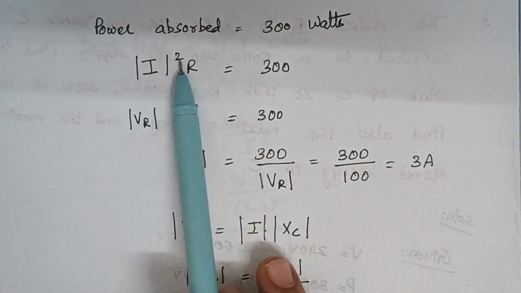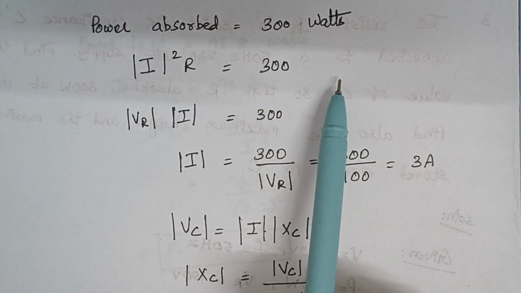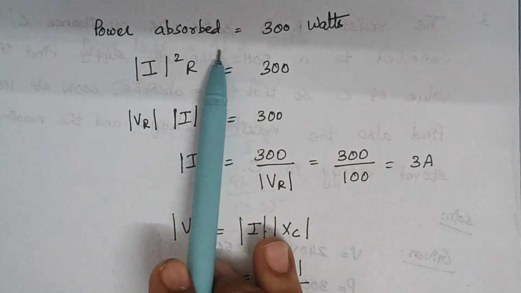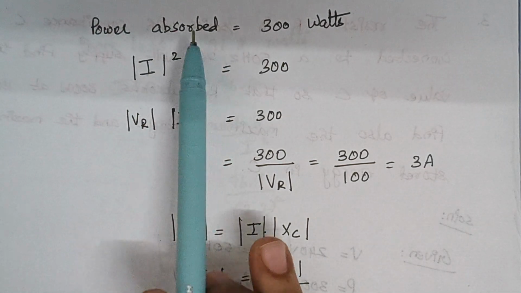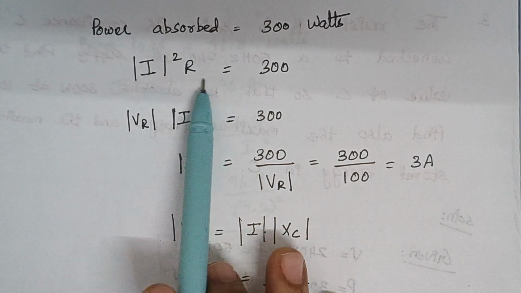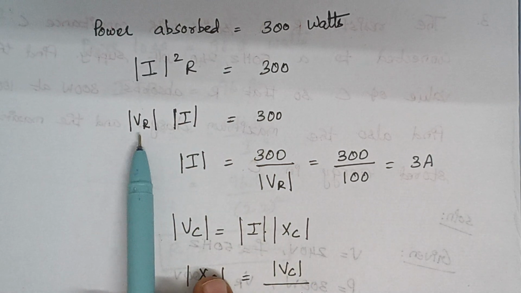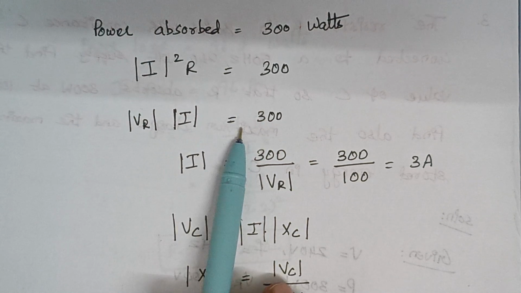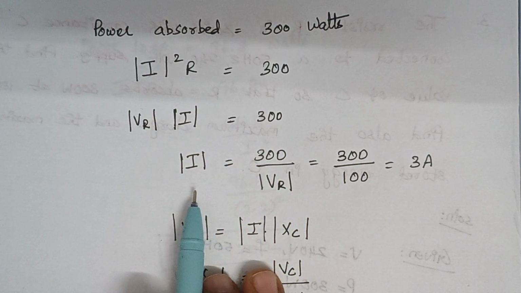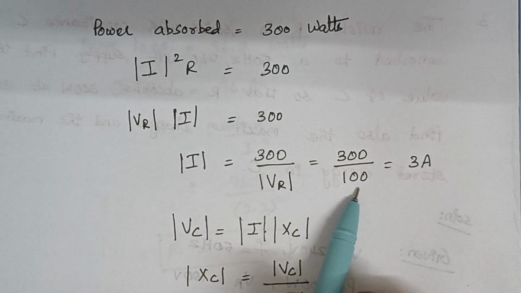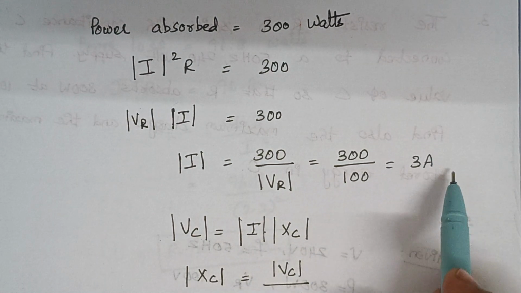So here the power absorbed is 300 watts, okay, by the resistor. So it is given by I square R, right? Power absorbed has two formulas. One is I square R, the other one is V into I. So here we are using voltage across the resistor into I, which is equal to 300. So I is nothing but 300 by VR. We know VR as 100. So the answer is 3 amps here.